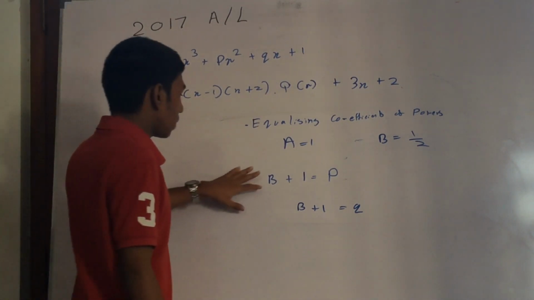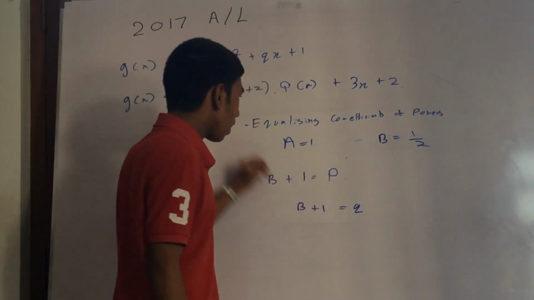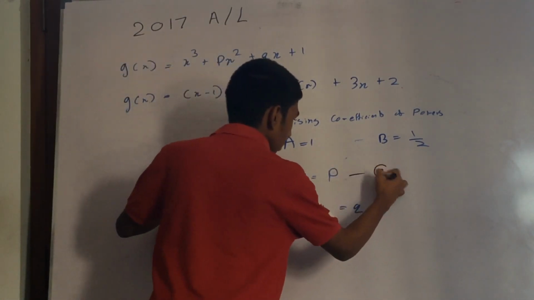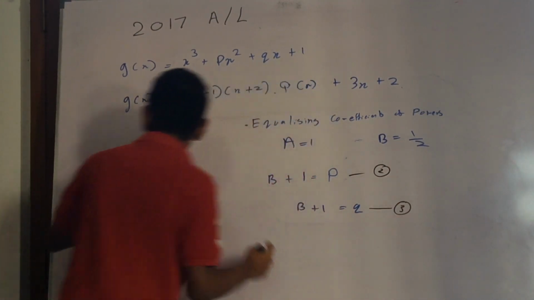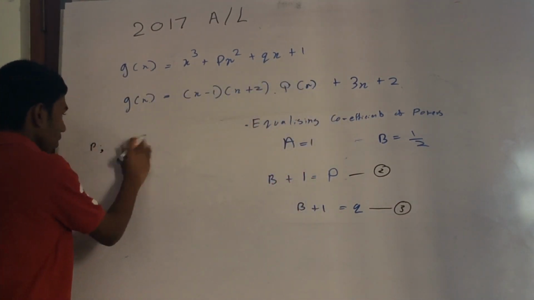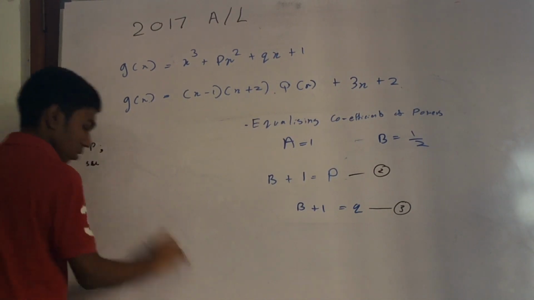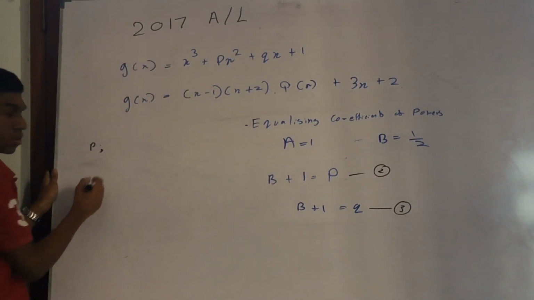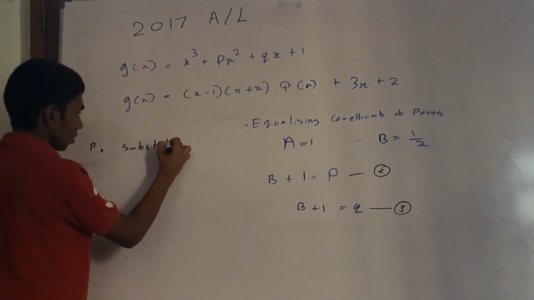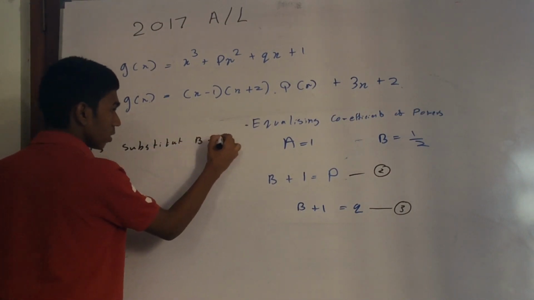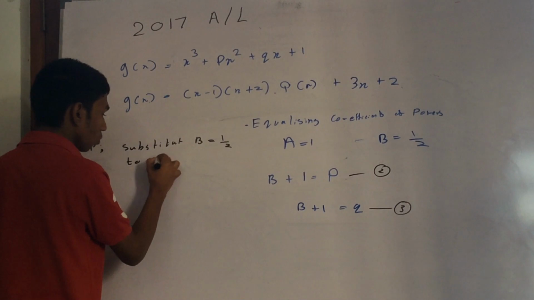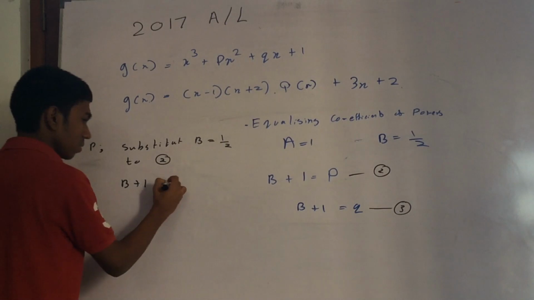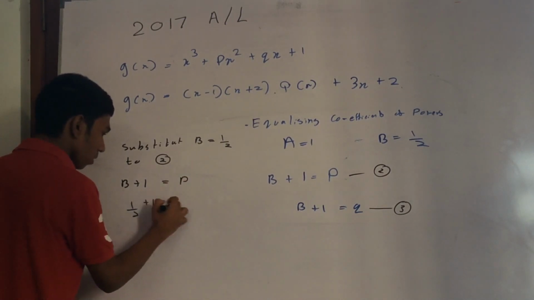Here we can say B plus 1 is P, B plus 1 is Q, and we know A is 1 and B is equal to half. So we can name this 2 as we named 1 earlier, and this is 3. So for P, substitute B equal to half. So B plus 1 is equal to P, half plus 1 is equal to P.